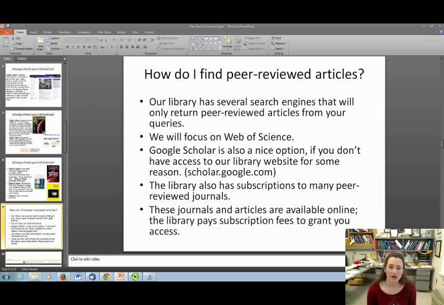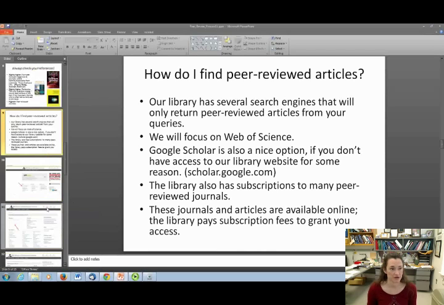The library also has a lot of subscriptions to peer-reviewed journals. They pay thousands of dollars a year for their subscription to these peer-reviewed journals. And these journals and articles are available to you at no cost online, so you'll be able to access them while you're here. Okay, so how do you do it?